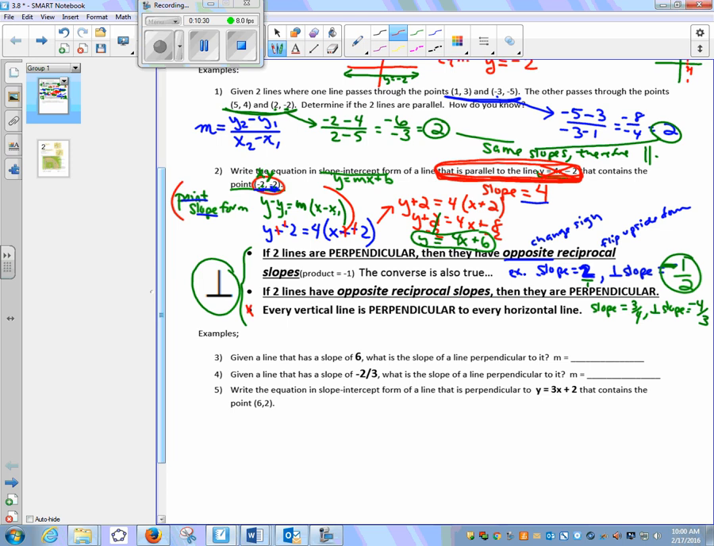The last thing here, every vertical line is perpendicular to every horizontal line. If you draw a vertical line straight up and down and a horizontal line left to right, they're always going to be perpendicular to each other.